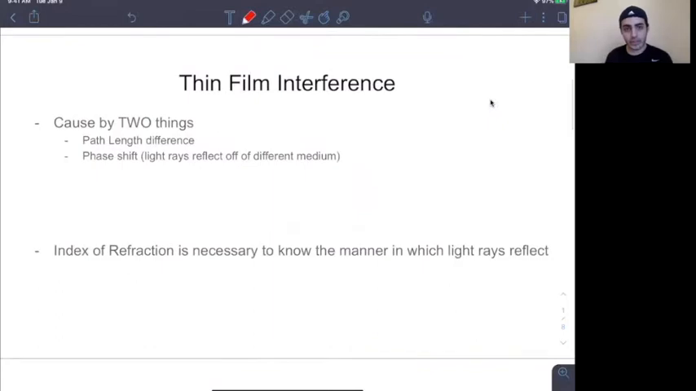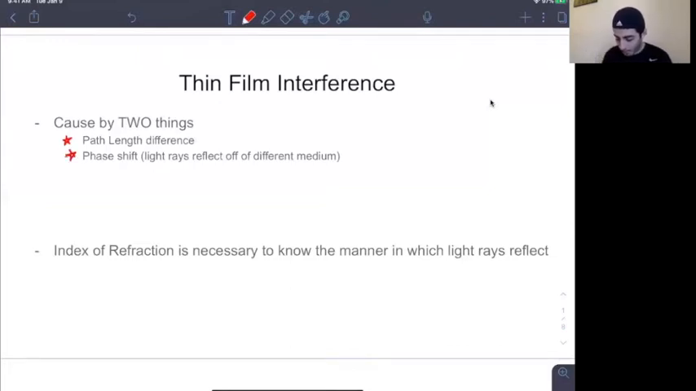So when you see thin film interference, always think of the two things that can cause it. It can be caused by the path length difference, which we've touched upon a lot, and it's caused by the phase shift. So we'll be talking about these two things.